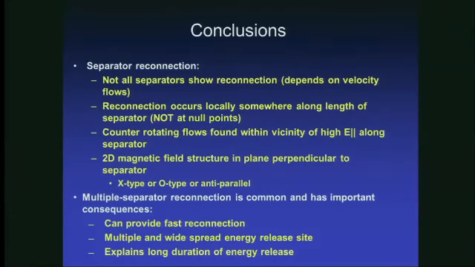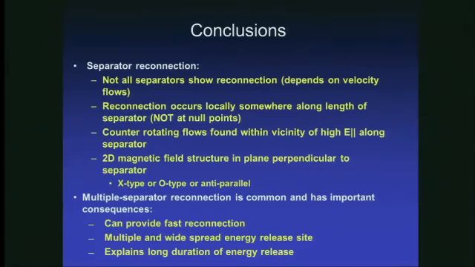And here, why are these things important? And what are their consequences? Well, they can provide fast reconnection in that you can process a lot of flux at multiple different locations, not just at one location. This used to be a big question in reconnection. Can you get fast reconnection? The answer is yes, it's dead easy in 3D. You just have lots and lots of locations to do it in. You can have multiple widespread energy release.